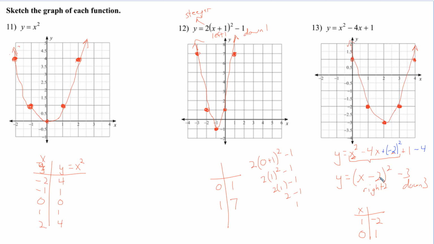Completed the square to put in work form. Find our vertex by going right 2 and down 3. Pick a couple other points to help find those and the ones on the other side.